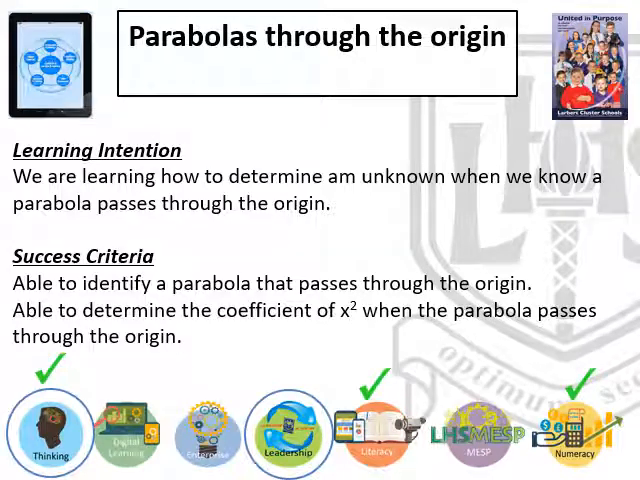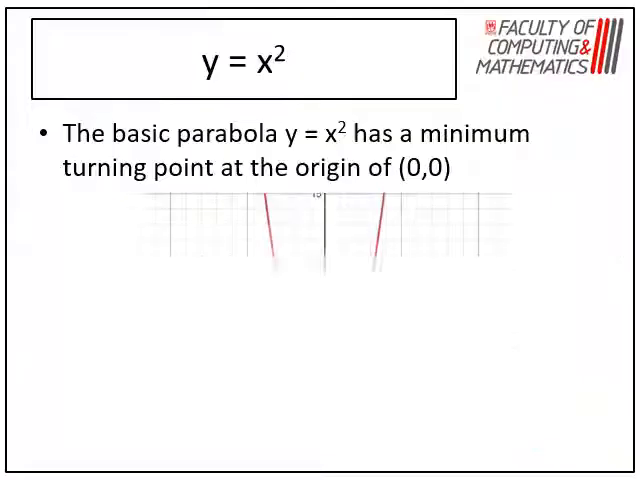Hello, so we are looking at parabolas going through the origin today. You should be able to identify a parabola that passes through the origin and also be able to work out an unknown, the coefficient of x squared, when that parabola passes through the origin.